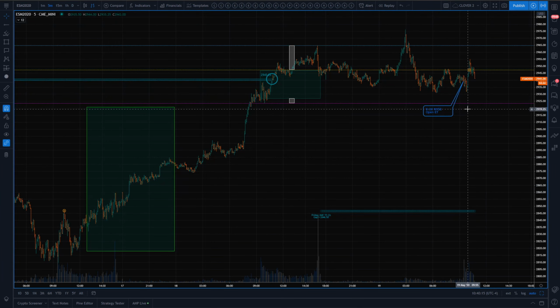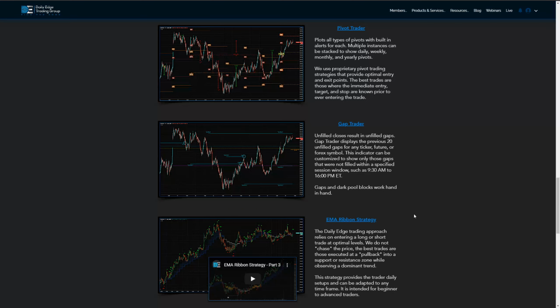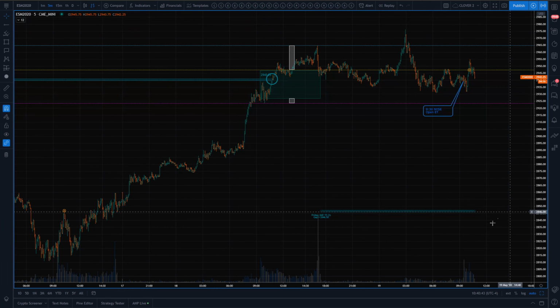And that goes into some of the pivot trade ideas that I have for using Camarilla pivots, which will probably be another video that I will release soon, on using the core strategies again: the pivot trader, gap trader, and the EMA ribbon strategy, which all work together to give you some great daily trade setups and some great daily edge, which is where the name comes from.